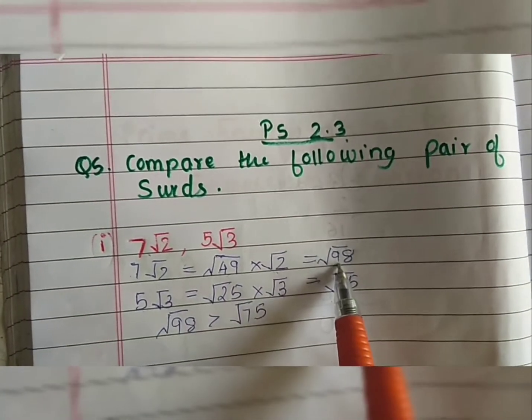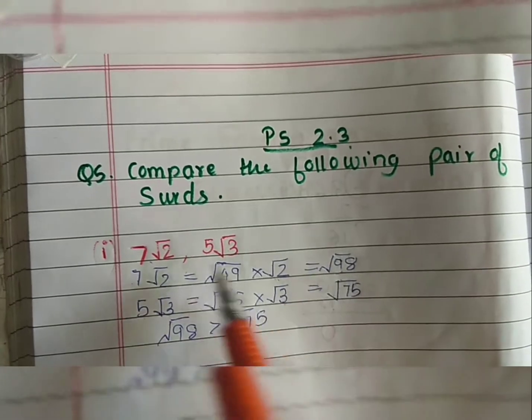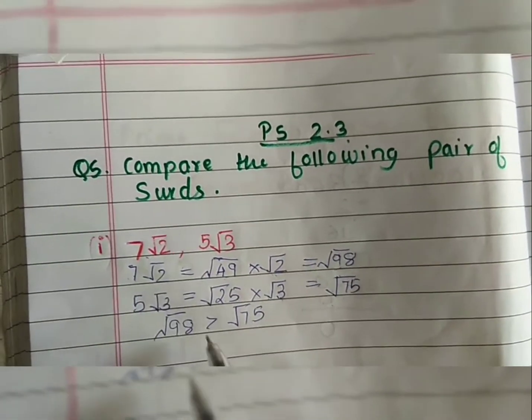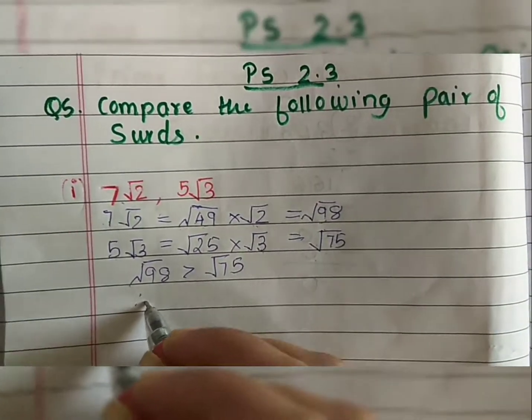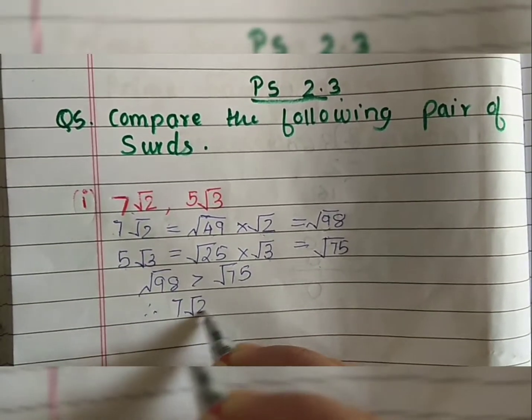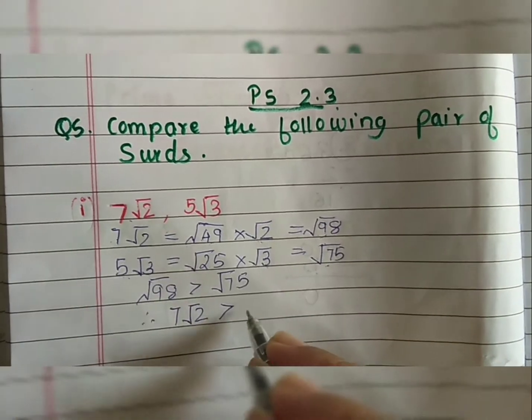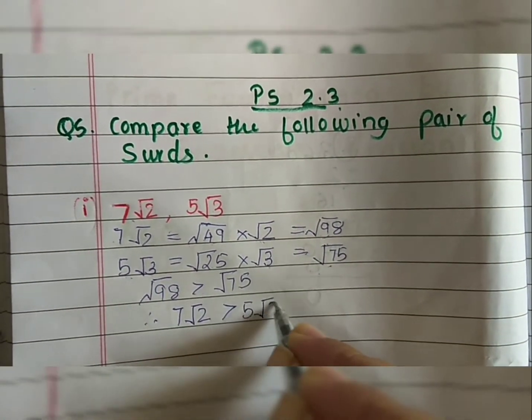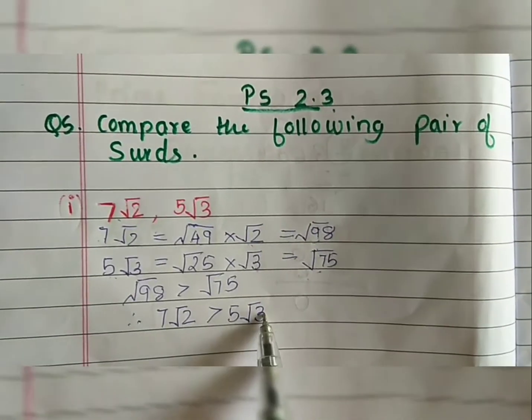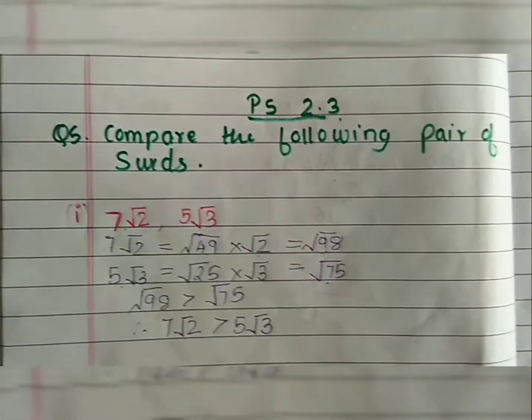Now what was the actual value of root 98 in the simplest form? That is 7 root 2. So therefore 7 root 2 is greater than, and the actual value of root 75 is 5 root 3. So this is how you will be comparing the given surds.